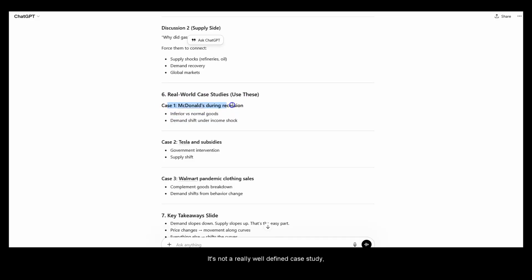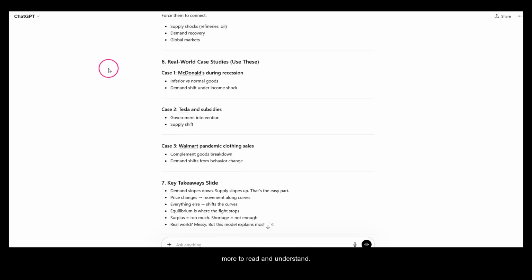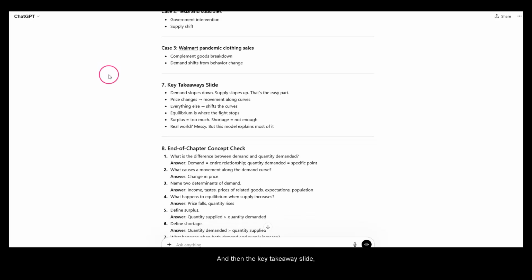It's not a really well-defined case study. It only gives me a little bit. So I would go in and I would say, hey, let's take this case study and let's develop it a little bit more to give students a little bit more to read and understand. And then the key takeaway slide, I might actually tell it to do a little bit more here as well, just so we have all the core concepts that we were learning, and that is explained neatly.